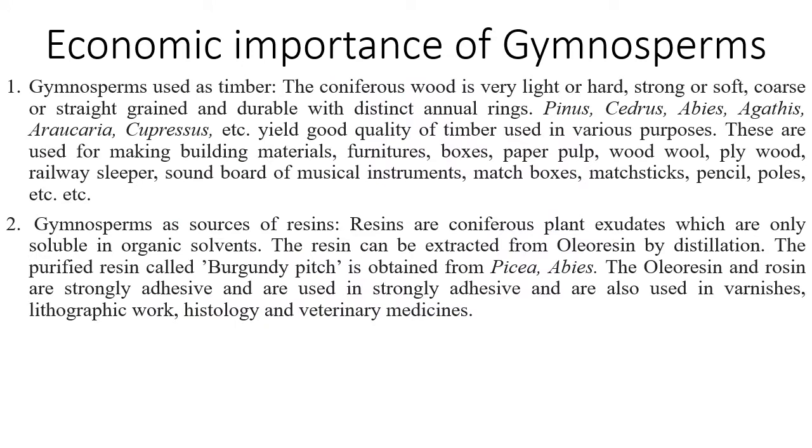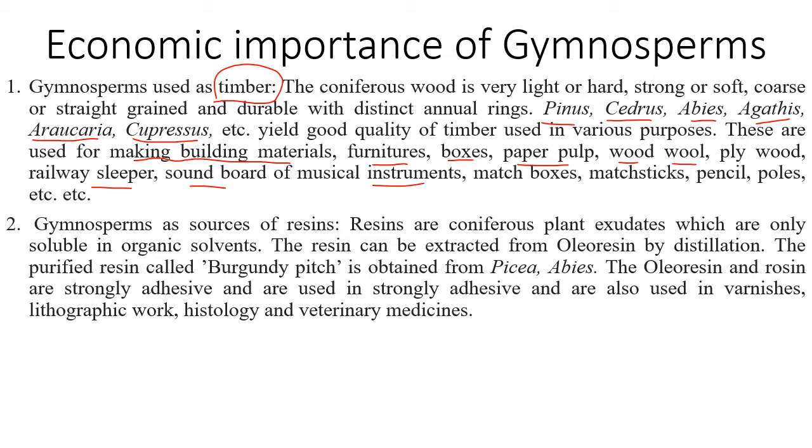After the life cycle of Cycas, let us have a look over some of the economic importances of various gymnosperms. First, let us understand which gymnosperms are used as timber. So, it includes Pinus, Cedrus, Abies, Agathis, Araucaria, Cupressus, which provide the highest quality of wood and which is used for making building materials, furniture, boxes, paper pulp, wool, plywood, railway sleepers, soundboards, musical instruments, matchboxes, matchsticks, pencils, etc.